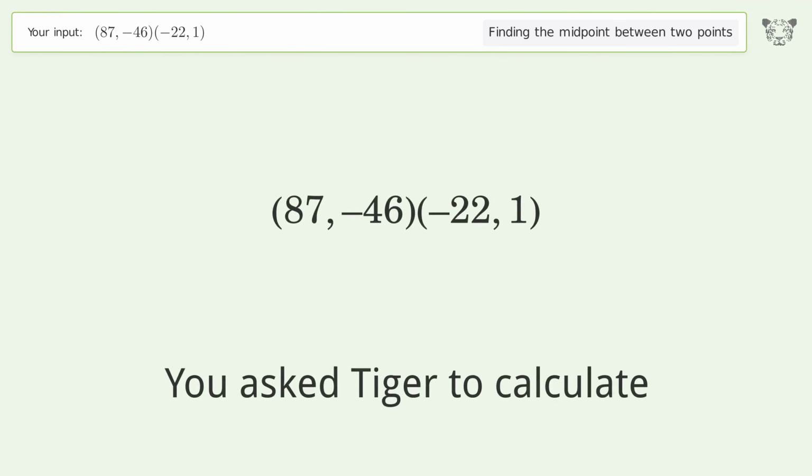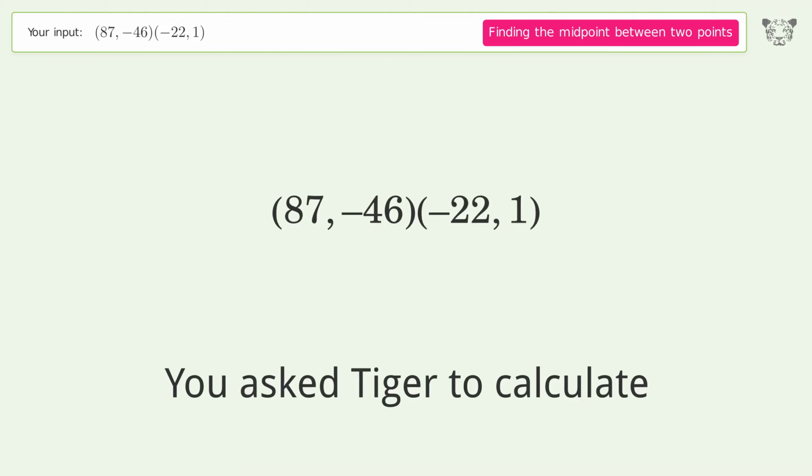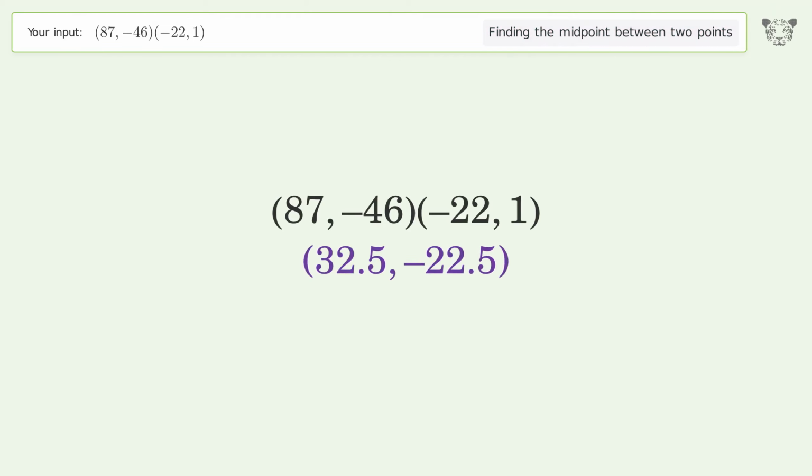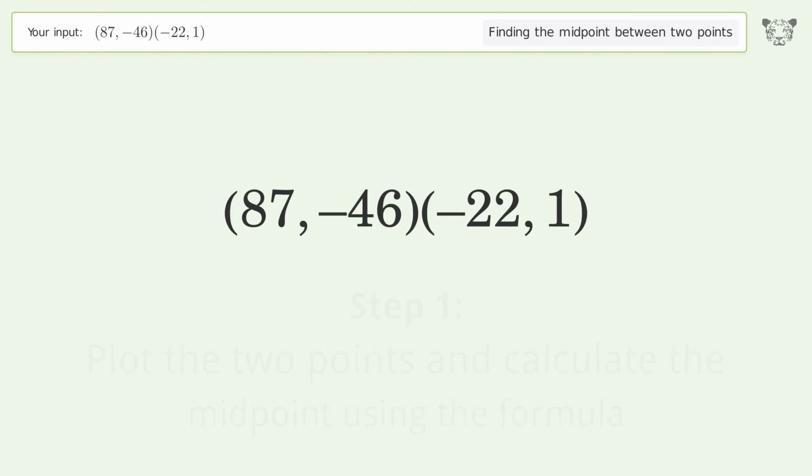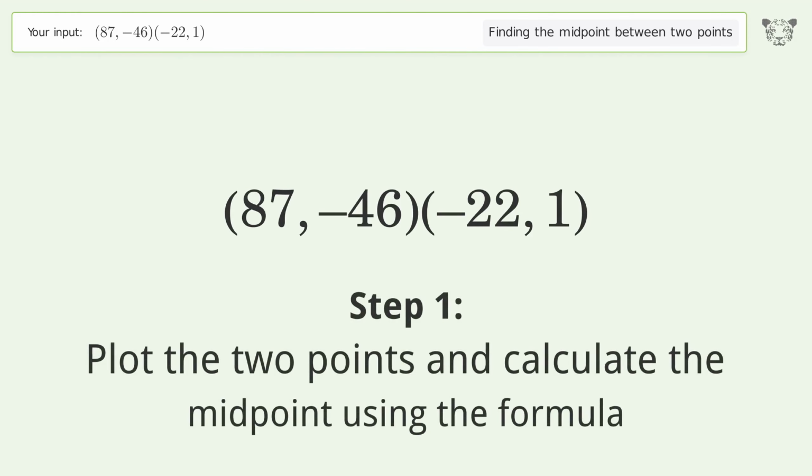You ask Tiger to calculate. This deals with finding the midpoint between 2 points. The midpoint between the 2 points is 32.5, negative 22.5. Let's solve it step by step. Plot the 2 points and calculate the midpoint using the formula.